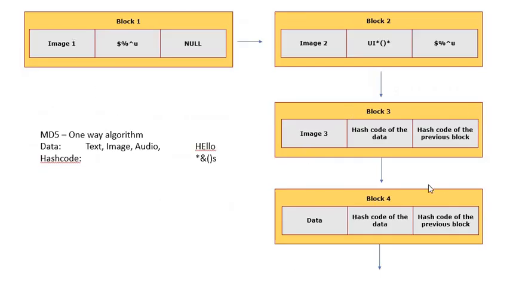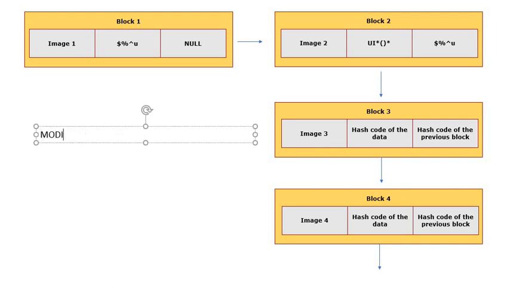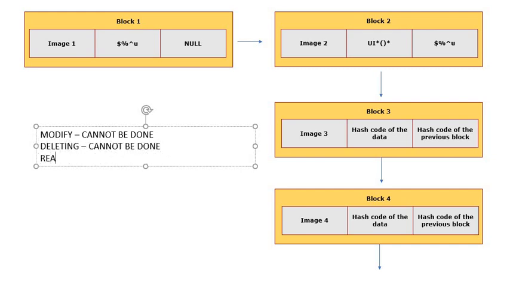The advantage of storing those images in the blockchain network is nobody can modify it, and nobody can delete it. Okay, so this is the major advantage that we are getting in blockchain. Modifying the video cannot be done. If we store those videos in the blockchain, modification is not allowed. Deleting that video is not allowed. So we can only provide the read access.